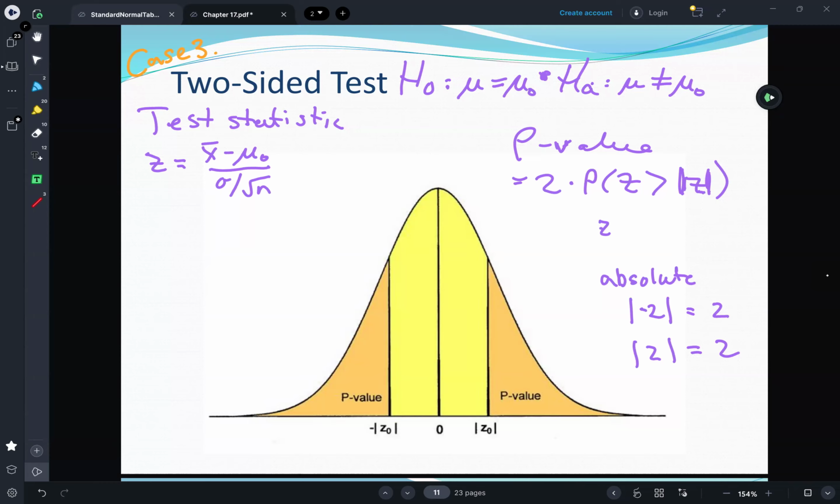What we're doing is we're really checking to see if Z is less than some value or Z is greater than some value, right? It's really looking at both sides. But doing the shortcut, where this is the formula, this is a 2 times, that's multiplied, the probability that Z is greater than the absolute value of Z.